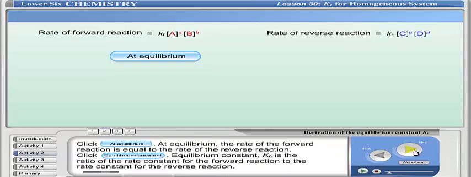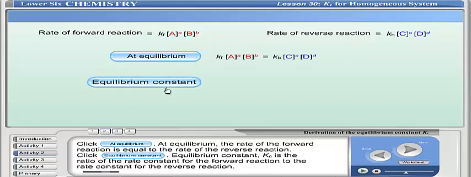Click at Equilibrium button. At equilibrium, the rate of the forward reaction is equal to the rate of the reverse reaction. Click the Equilibrium Constant button. Equilibrium constant Kc is the ratio of the rate constant for the forward reaction to the rate constant for the reverse reaction.